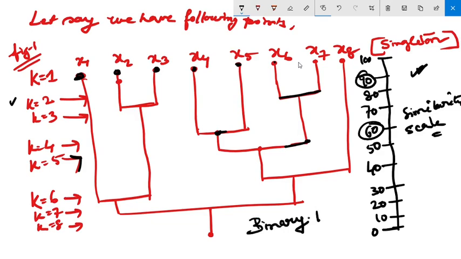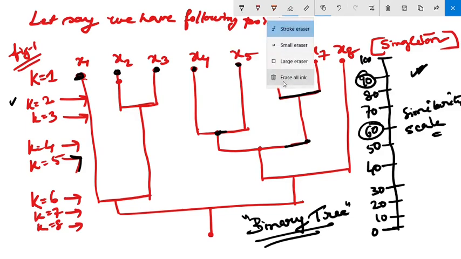You do not need any intelligence to say that this is nothing but a binary tree. So this is how we should represent. We can represent the hierarchical clustering in terms of dendrogram. Now it is not always the case that we have to represent the hierarchical clustering in terms of dendrogram only.